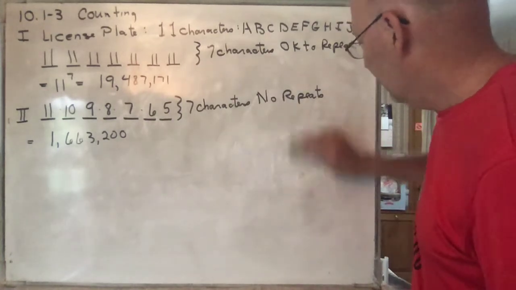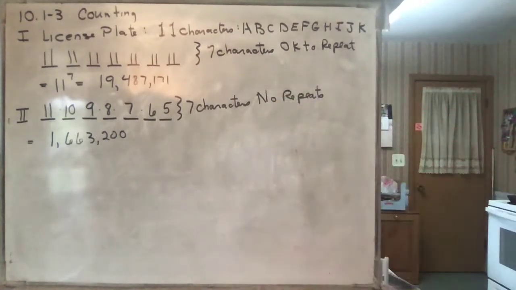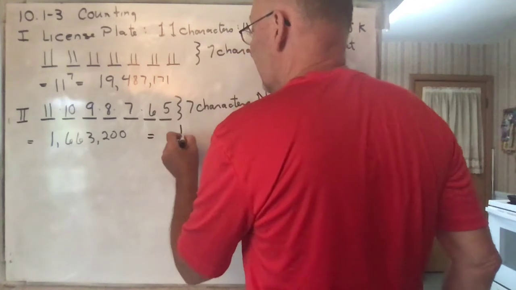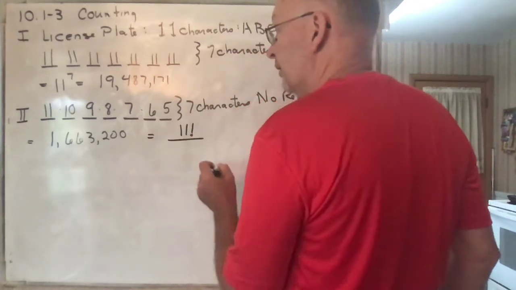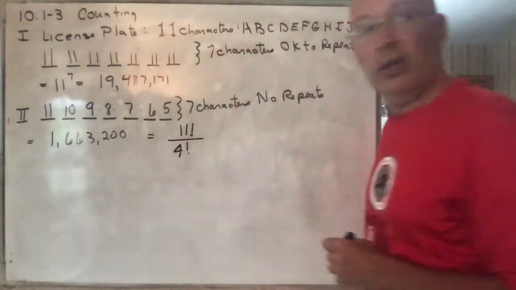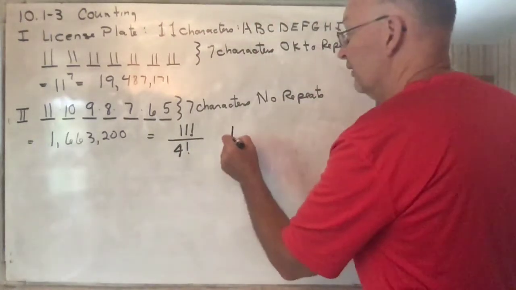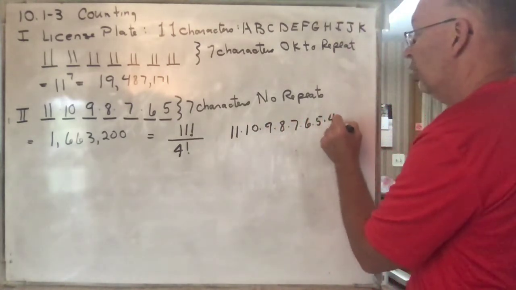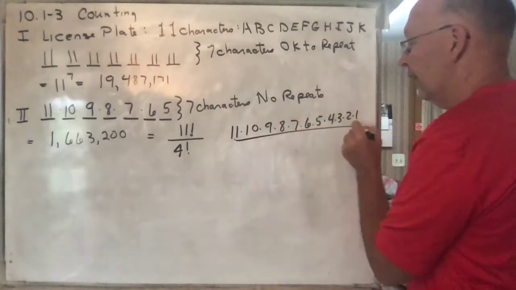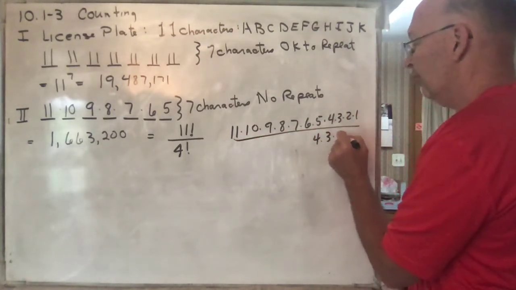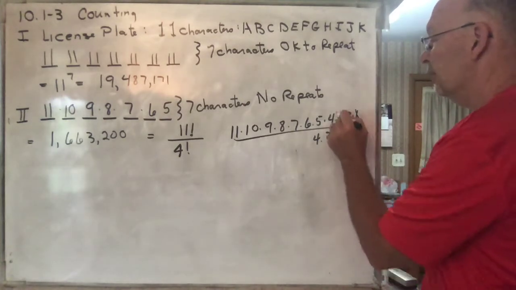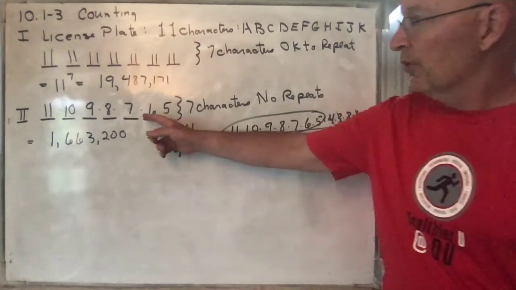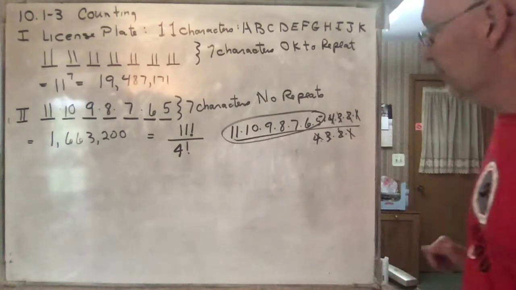So notice that using the factorial, I could have written this as 11 factorial divided by 4 factorial. Do you see why? Because 11 factorial is 11, 10, 9, 8, 7, 6, 5, 4, 3, 2, 1. And now you're dividing it by 4 factorial, which is 4, 3, 2, 1. And so those divide out, and you just end up with this left. See that?